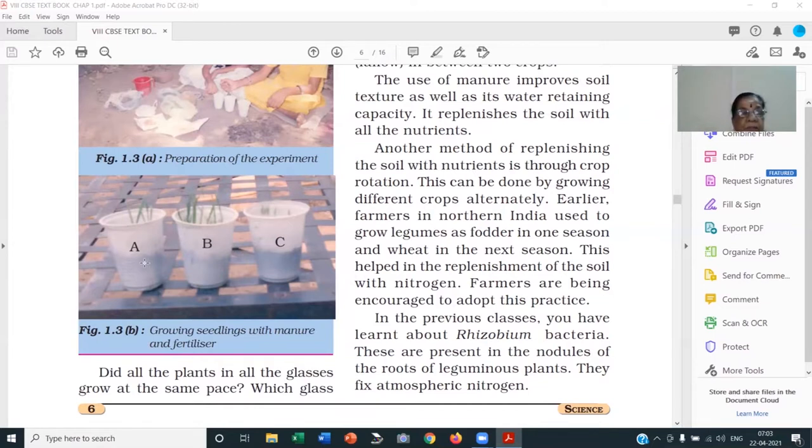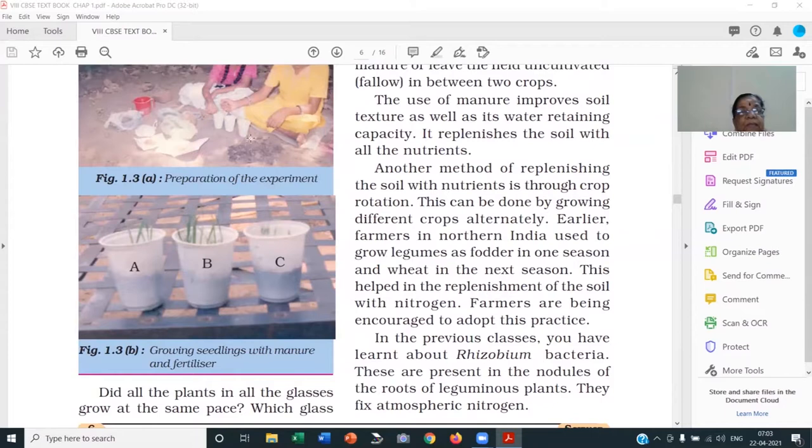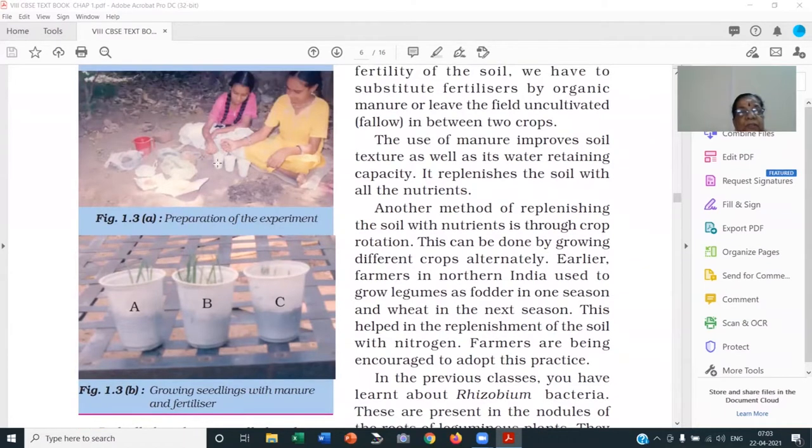There is an activity given for that in our textbook. You take 3 tumblers, name them A, B, C, and with a little soil, add manure to tumbler A and fertilizer to tumbler B, and leave tumbler C as it is. Okay? And then sow some seeds. See the first figure. These two girls are sowing the seeds.